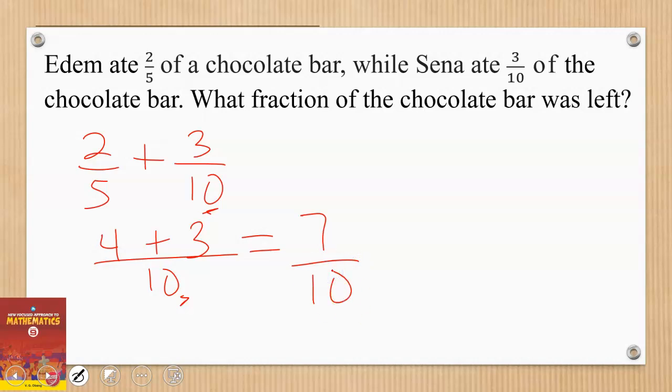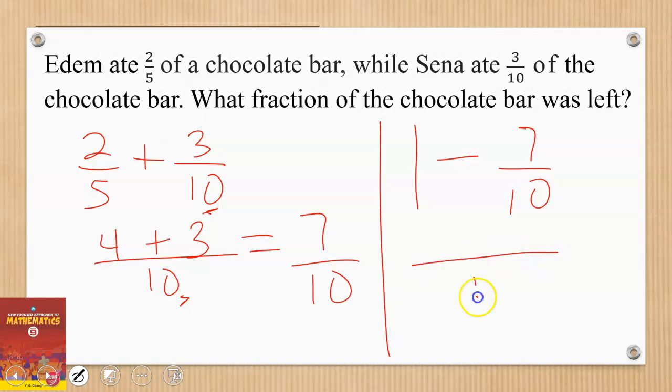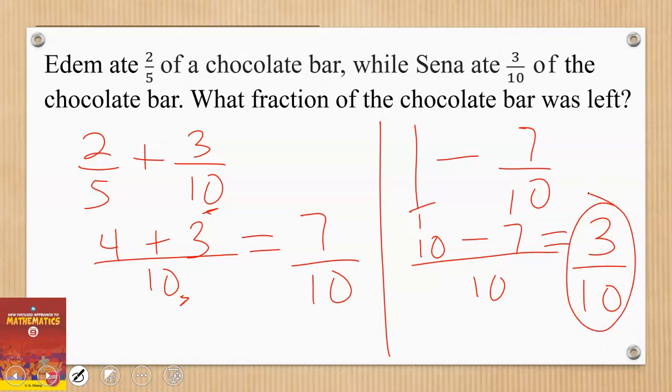And so we can say, what fraction of the chocolate bar was left? Okay, that means 7 out of 10 of the chocolate was eaten. So if we want to know what is left, the total fraction we know is 1. So we subtract 7/10 from the 1. Okay, and again, our LCM here is 10. So 1/1, 1 divides 10 as 10, and 10 times 1 will give us 10 here, minus 10 divides 10 as 1, times 7 will give us 7. You subtract, we have 3 out of 10. So what fraction of the chocolate bar was left? And that is going to be 3/10. 3/10 of the chocolate bar was left.